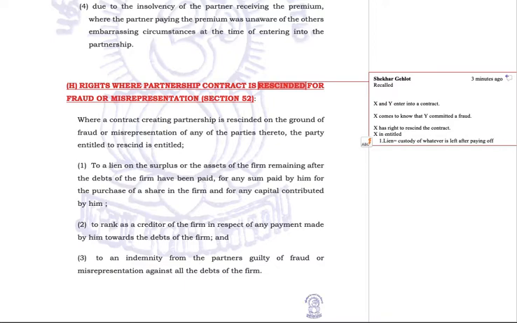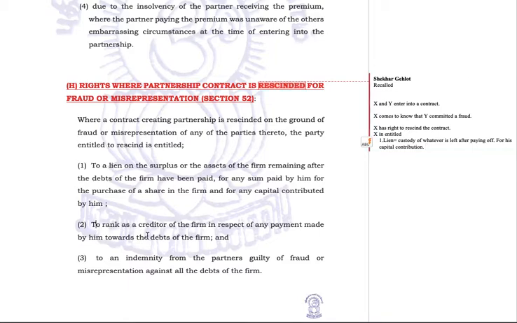Custody of whatever is left after paying off. Okay. Not that he'll keep whatever is left; he will keep everything for his capital contribution. Whatever capital he had contributed, he will take that much amount back.